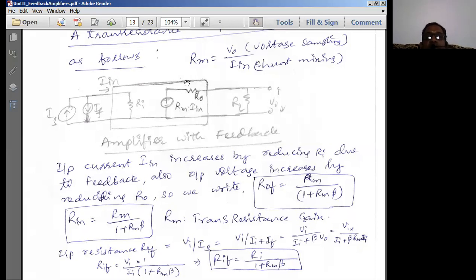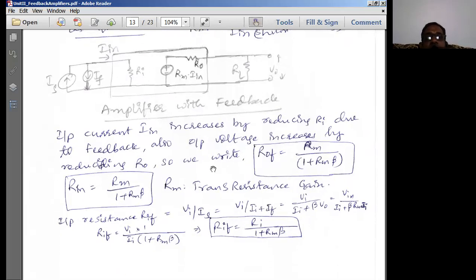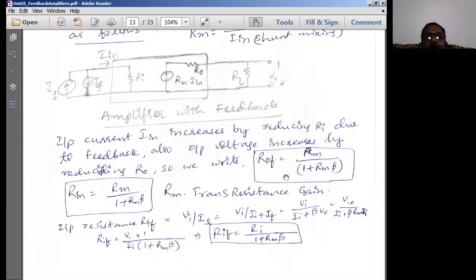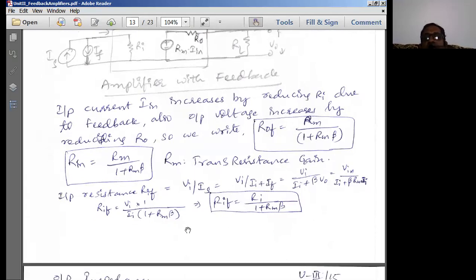If R naught is zero, what does it mean? Whatever voltage is produced by Rm into Ii is going to be the same as the output voltage. Therefore, output resistance with feedback should decrease. Input resistance of the amplifier also should decrease. These are the conclusions we made earlier also. Now we have to prove these two.